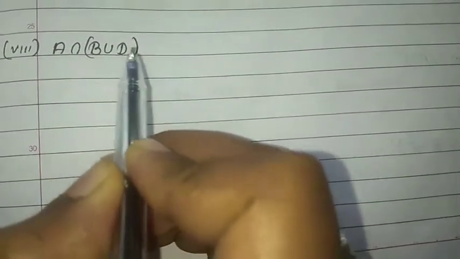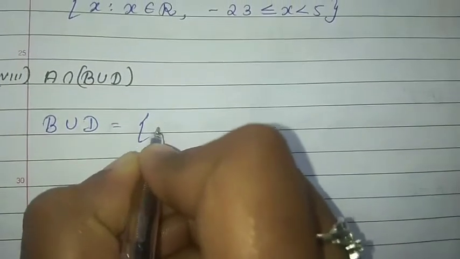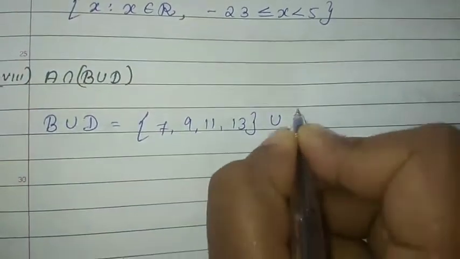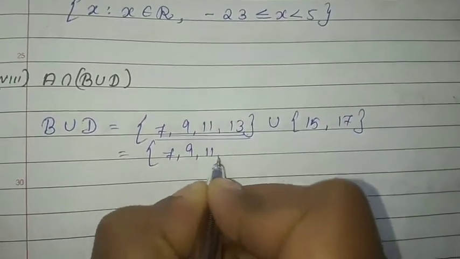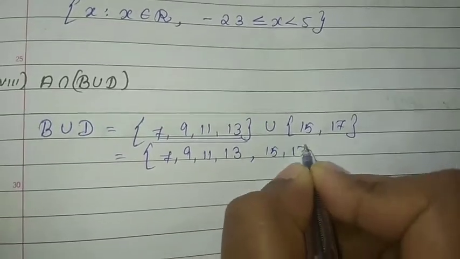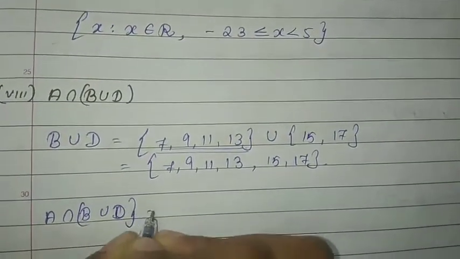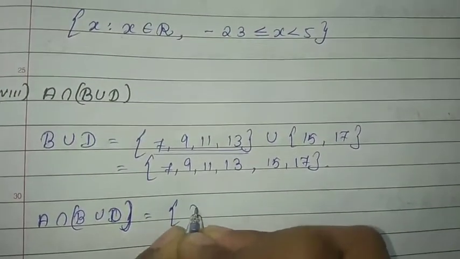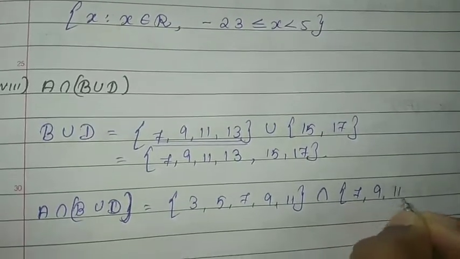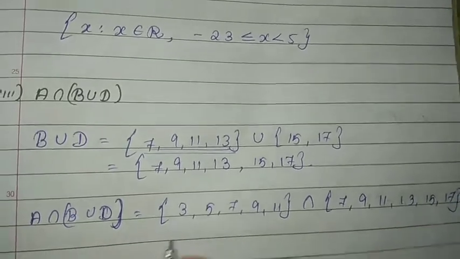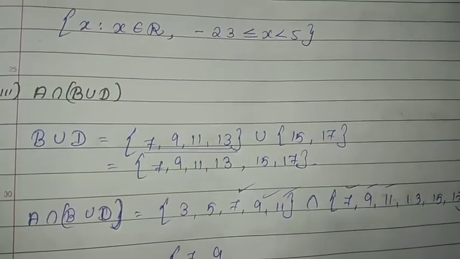Subdivision 8, A intersection B union D. Okay, so now first we have to find B union D. So 7, 9, 11, 13, union 15, 17. I will write this as it is: 7, 9, 11, 13, 15 and 17. Since I don't have any common element, I can just write like that. So A intersection B union D is equal to 3, 5, 7, 9, 11 intersection 7, 9, 11, 13, 15, 17. So therefore, what all is common? Here 7, 9 and 11. So therefore 7, 9, 11.